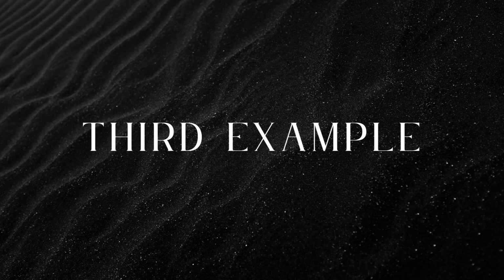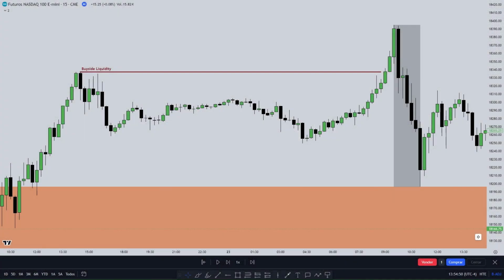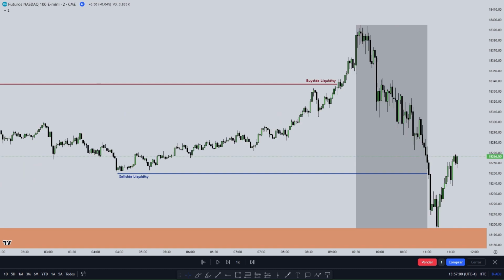Third example. This is going to be the last example for the continuation model. Note how price raided a buy-side liquidity pool, and after that, it started to move lower with energy towards the daily FVG noted in orange. This is what it looks like on a 2-minute chart.